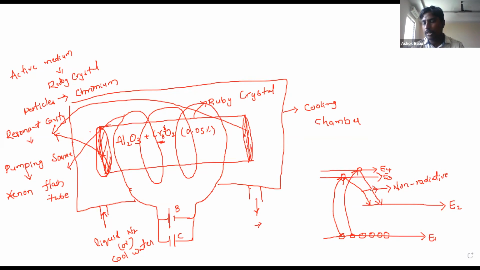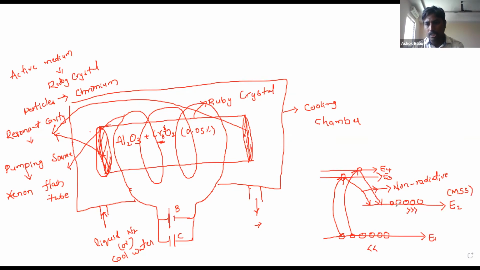These are also non-radiative transitions. Here atoms spend maximum time because it is called a metastable state. What is the purpose of the metastable state? Atoms are held in that energy level for the maximum time. So particles go on increasing here. At the same time, by the pumping source, we are continuously sending atoms to E3 and E4. So here particles go on decreasing, and here particles go on increasing.